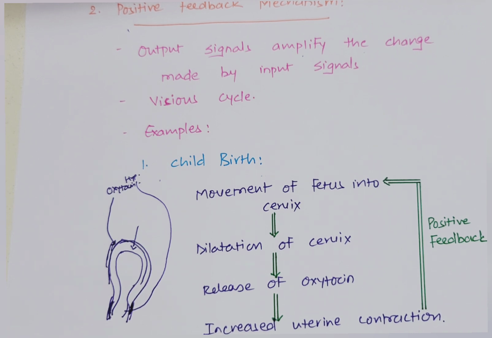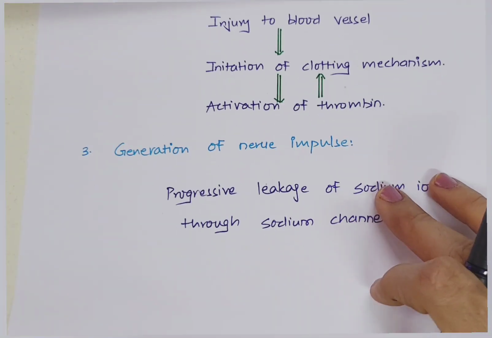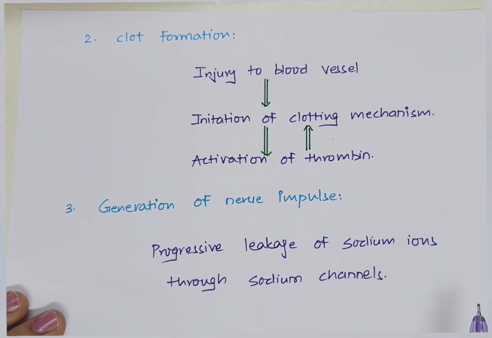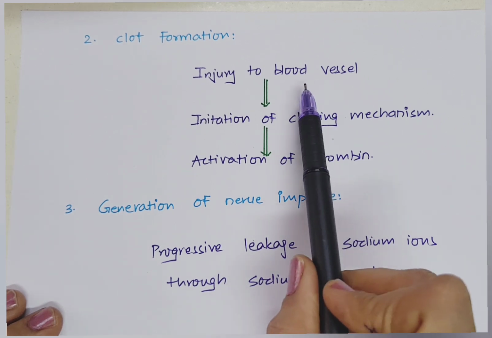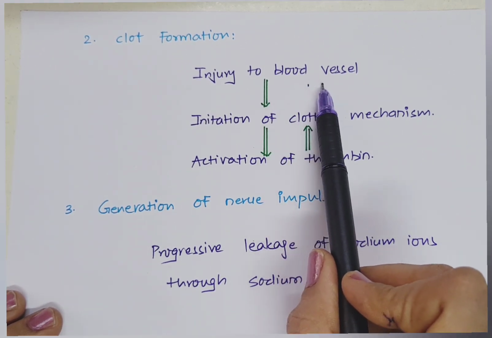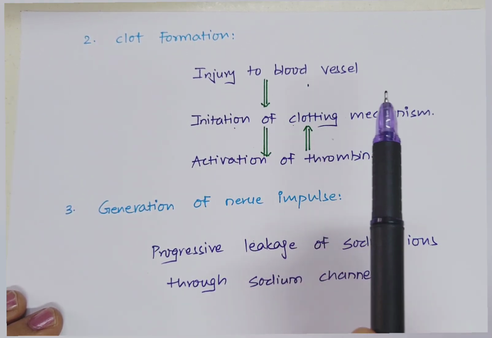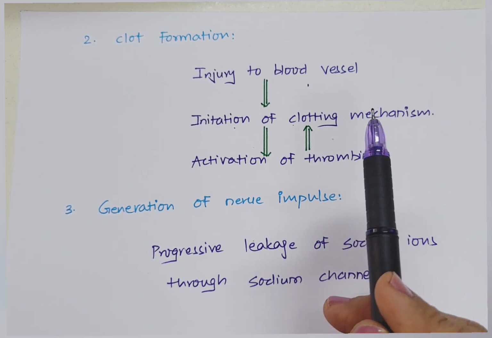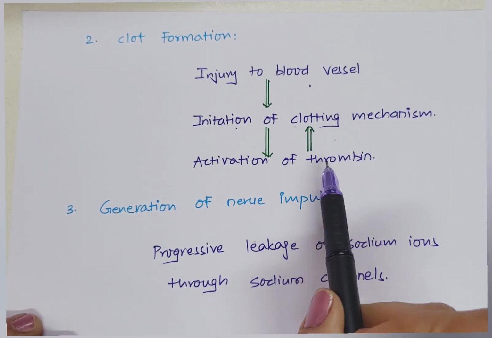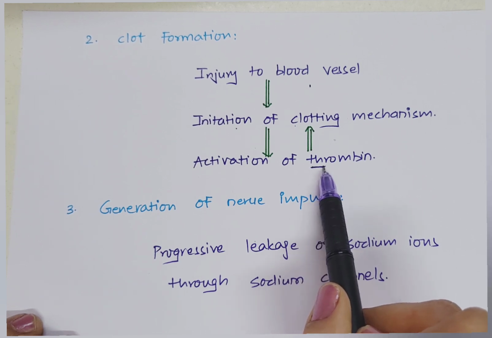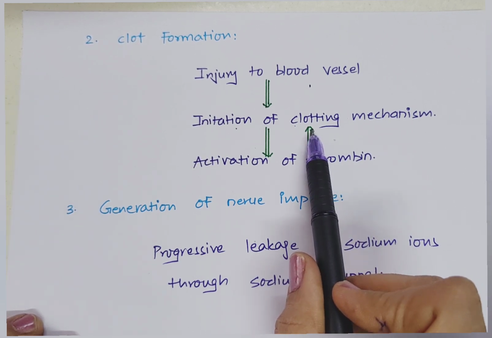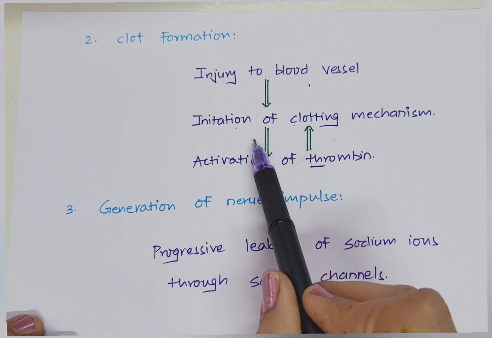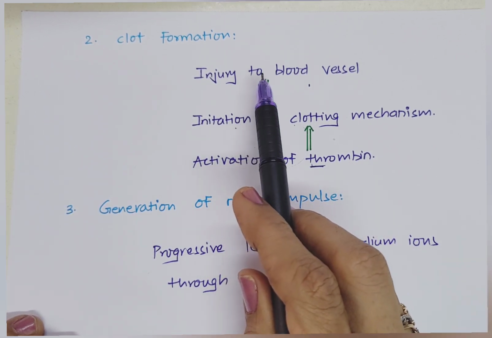The next example of positive feedback is clot formation. So here what happens? Clotting. Whenever our blood vessel gets injured, the injury initiates the clotting mechanism, and various factors, one factor stimulates the second, the second stimulates the third. Finally, thrombin is activated. This thrombin again has positive feedback on other clotting factors. So this is again a vicious cycle for the clot formation.